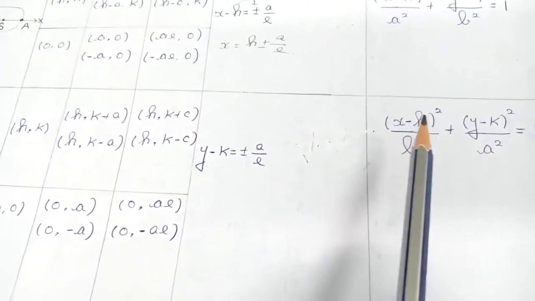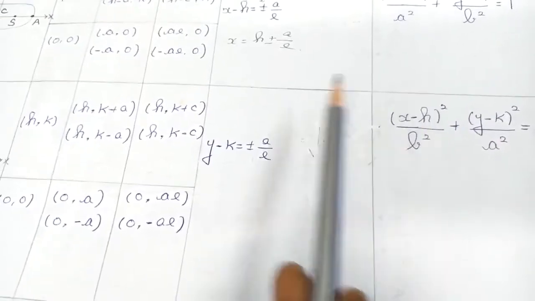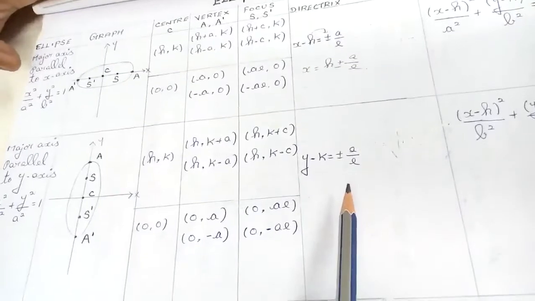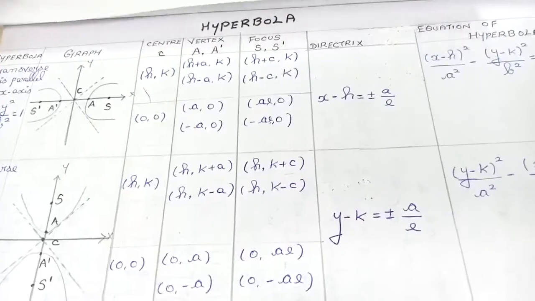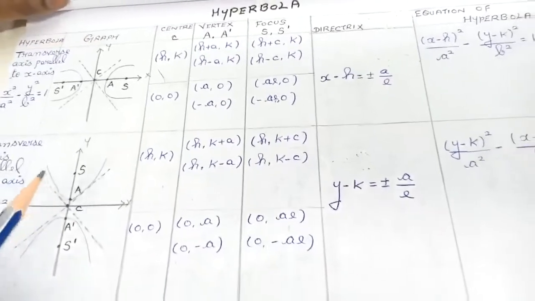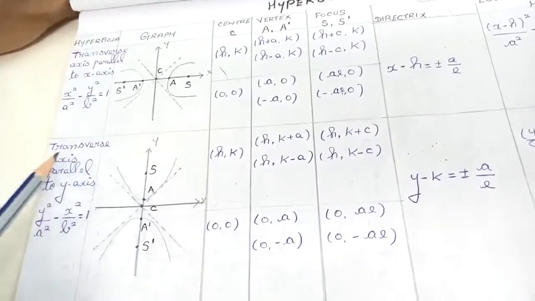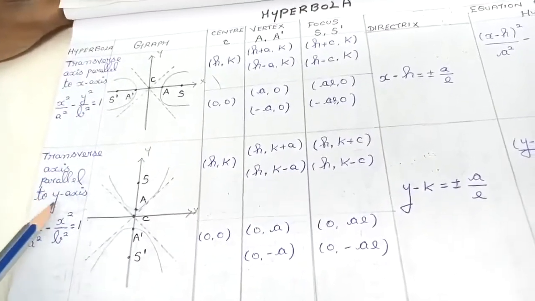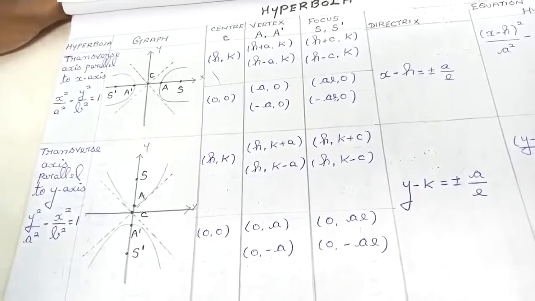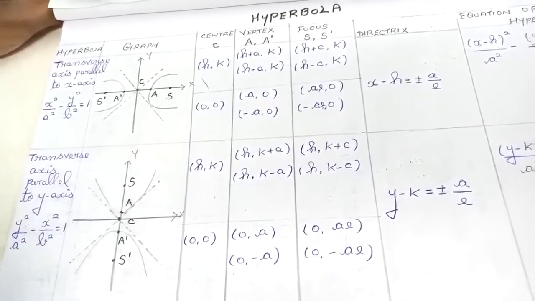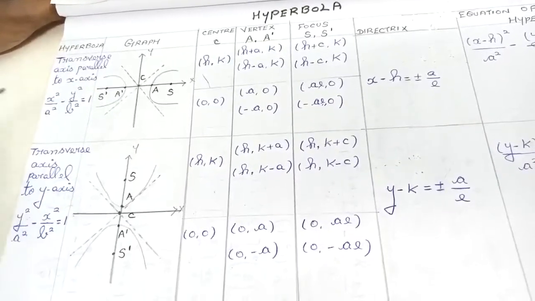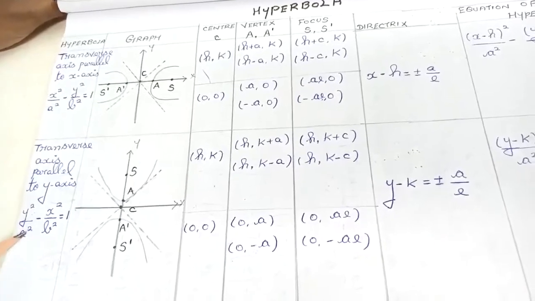So before starting with ellipse sums, you have to be very thorough with these concepts, then only we can do the sums based on ellipse. Next, coming to hyperbola, students. Hyperbola also we are going to have two categories, that is transverse axis parallel to x axis and transverse axis parallel to y axis. Same like ellipse, but what is the difference? Instead of positive, we are going to have a negative sign in the equation.